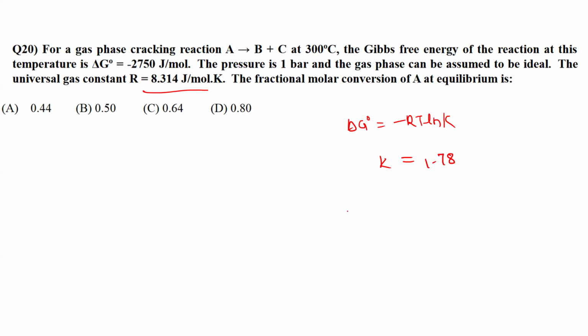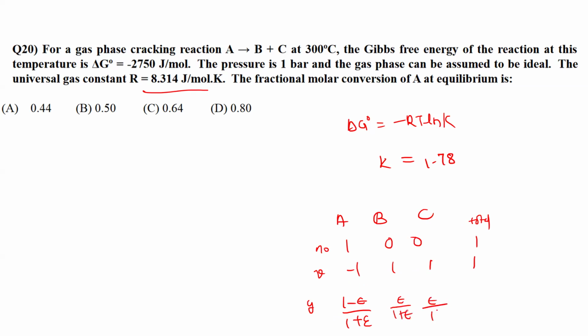And similarly to the last problem, for A, B, C, initially assume there is 1, 0, 0, and nu is minus 1, 1, 1. At equilibrium, the y_i can be written as 1 minus epsilon by total, and total is 1 plus epsilon, where nu is 1. So here, for the products, it is epsilon by 1 plus epsilon, epsilon by 1 plus epsilon.